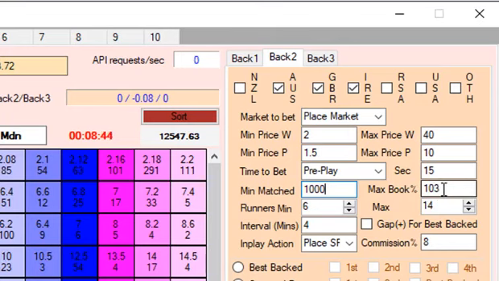So it means you've got a bigger gap between the lay and the back prices, and it's better to have this closer to 100 than away from it. 103 works well, so leave it at 103.